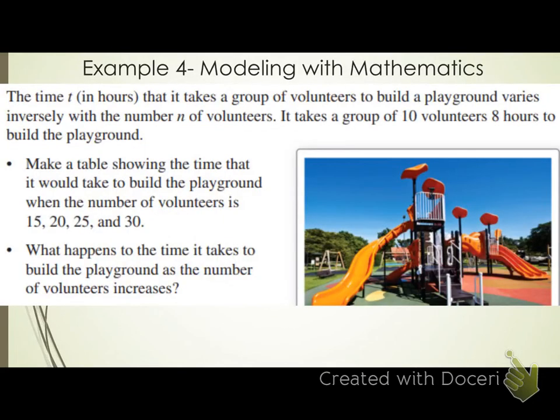Okay, let's move on. Example 4. Word problem. The time t in hours that it takes a group of volunteers to build a playground varies inversely with the number n of volunteers. It takes a group of 10 volunteers 8 hours to build the playground. First thing it wants me to do is make a table showing the time it would take to build the playground when the number of volunteers is 15, 20, 25, and 30. Does everyone understand that?